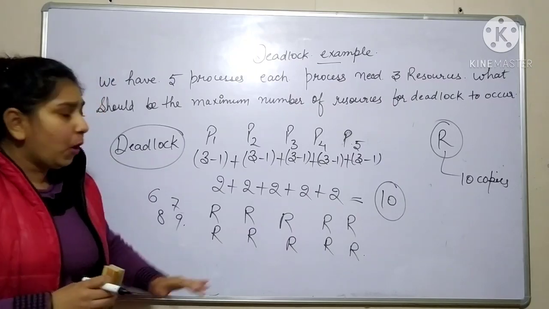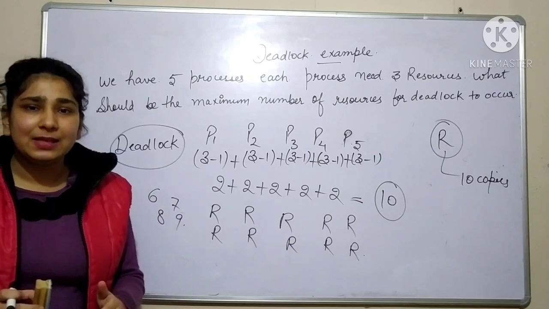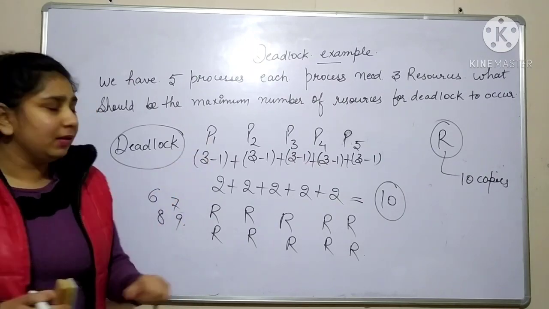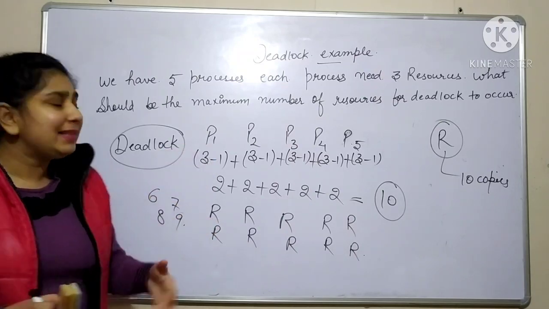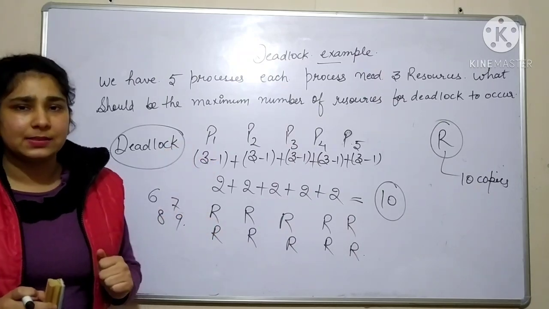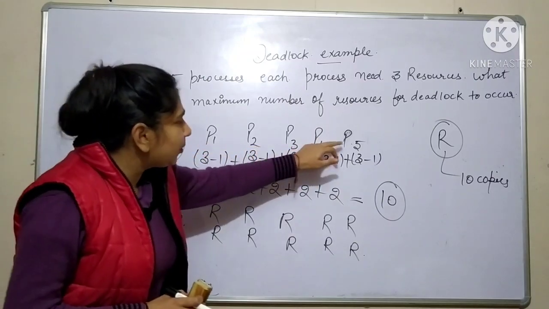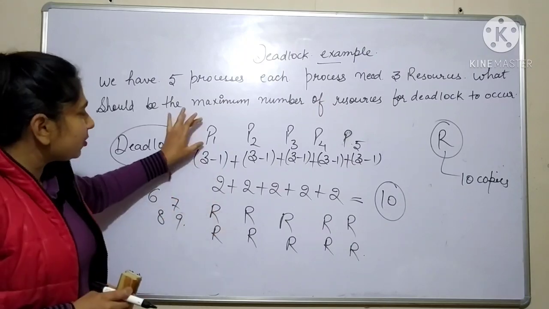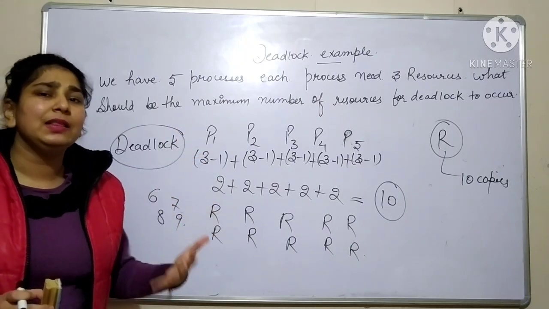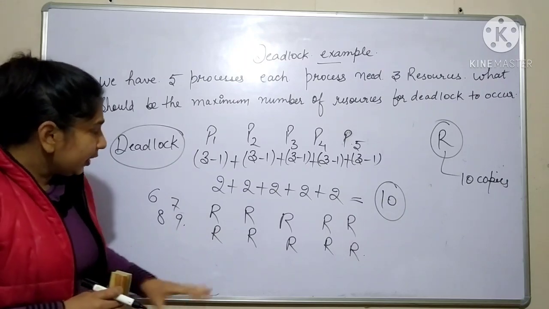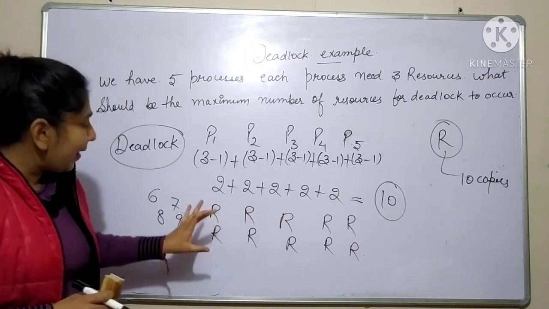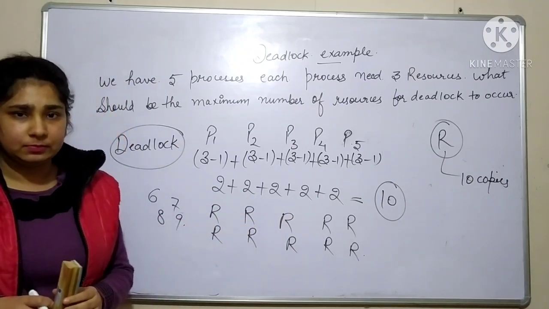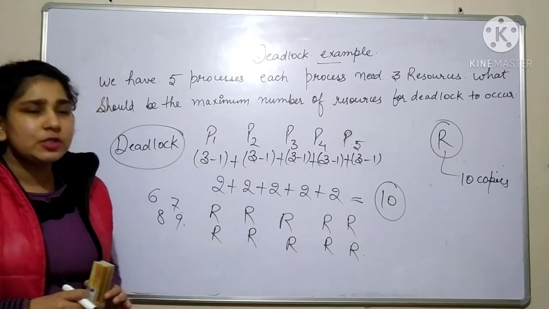I hope that you are clear with this example. How do we solve such a problem? You assign one resource less than the requirement of the process. All these 5 processes need 3 resources each, but I am assigning all these processes one resource less than their requirement. So this is actually your maximum number of resources for deadlock to occur. So this is my first question.